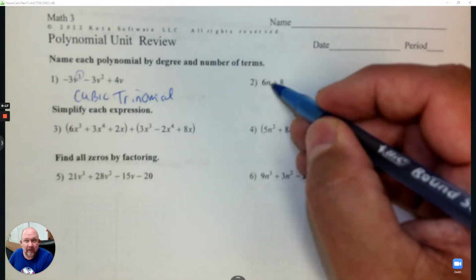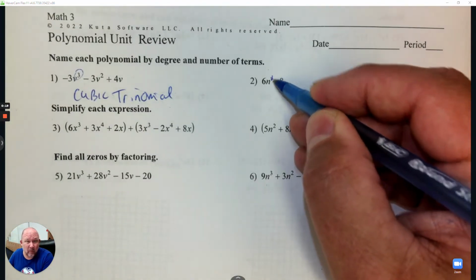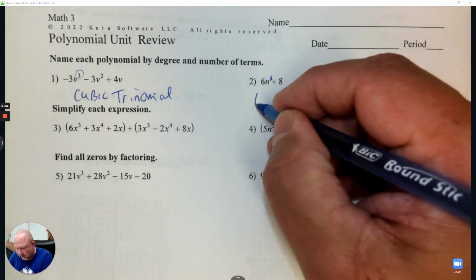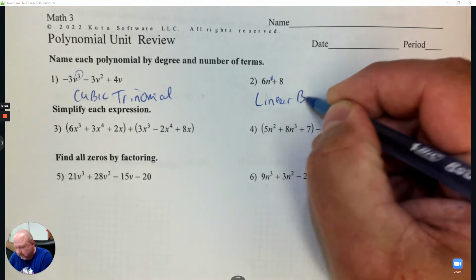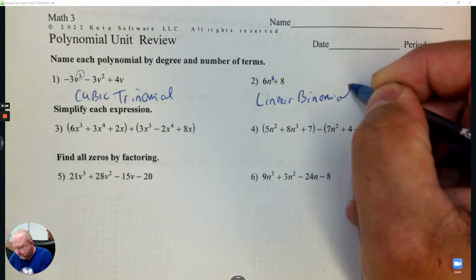Here, the biggest exponent, I don't see the number, but the number I don't see is 1. So when that is true, it's called a linear, and there's 2 terms, so that's called a binomial.